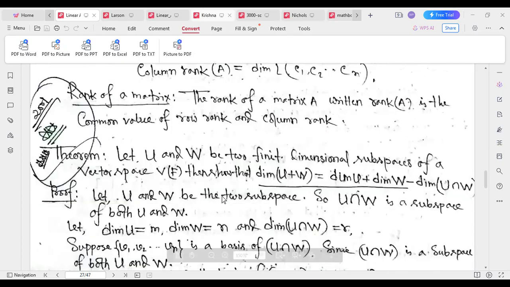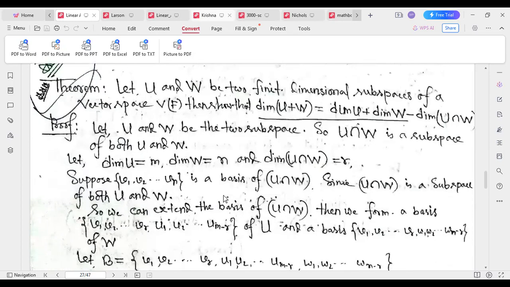Now, another important theorem. Let U and W be finite dimensional subspaces of a vector space V. Then show that the dimension of U plus W equals the dimension of U plus the dimension of W minus the dimension of U intersection W. Let U and W be the two subspaces. So U intersection W is a subspace of both U and W. Let the dimension of U equal m, the dimension of W equal n, and the dimension of U intersection W equal r. Suppose b1, b2, dot dot, br is a basis of U intersection W.